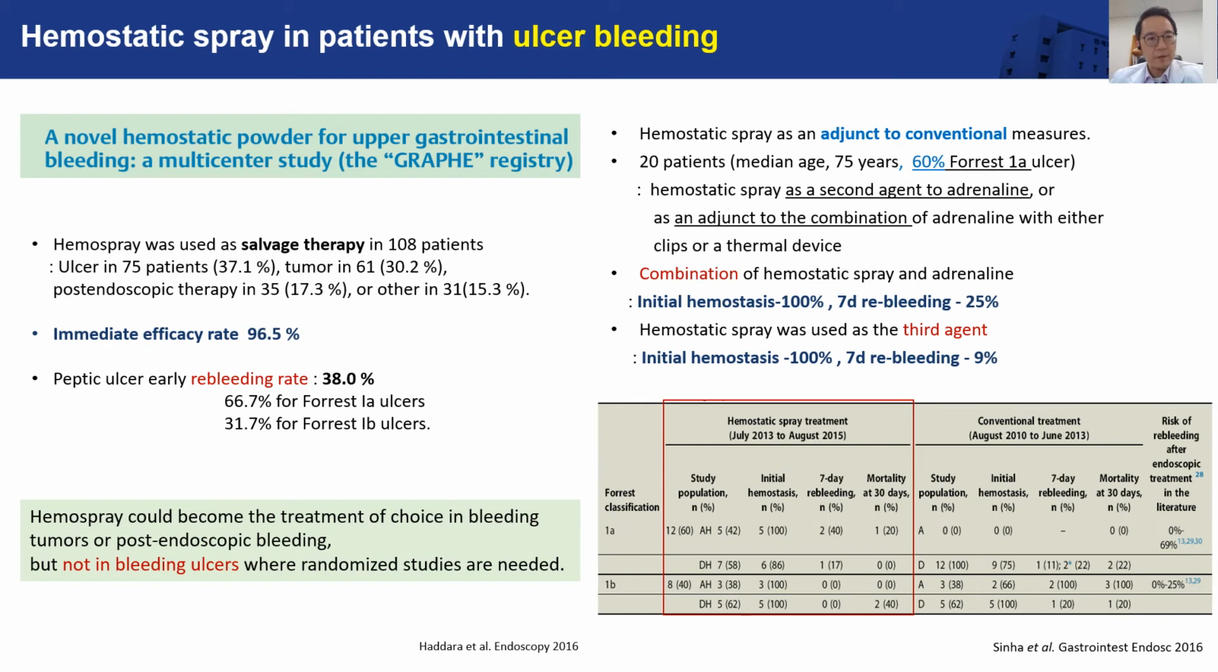In the early phase studies about hemostatic powder, most studies started with Hemospray. An initial study was published in 2016 in GI Endoscopy. The first study is a multicenter study, and they presented a very good result, with an immediate efficacy rate of 96%. But the early rebleeding rate is 38%, which is quite high. Another GI Endoscopy study also shows a similar result: the initial hemostasis rate is 100%, but the rebleeding rate is 25%. So in the initial phase studies, the conclusion was that the initial efficacy is very good, but the rebleeding rate should be confirmed by larger or randomized controlled trials.